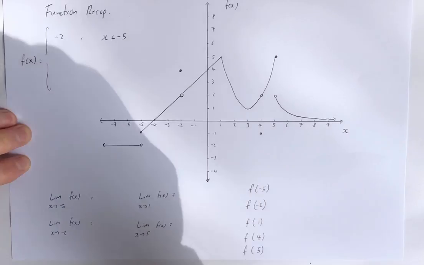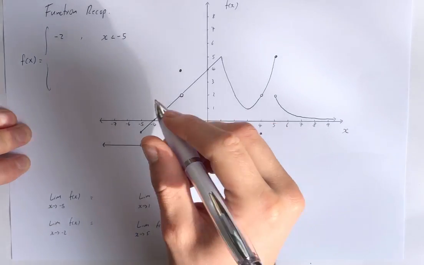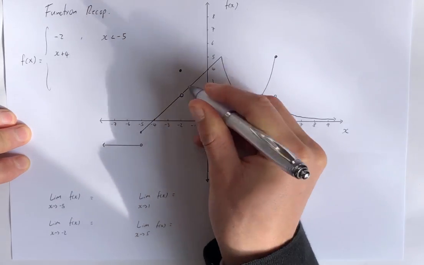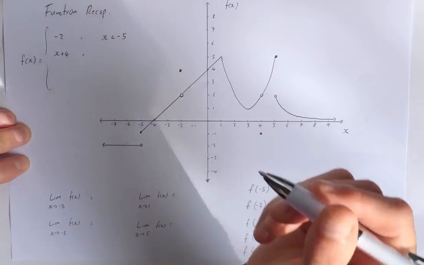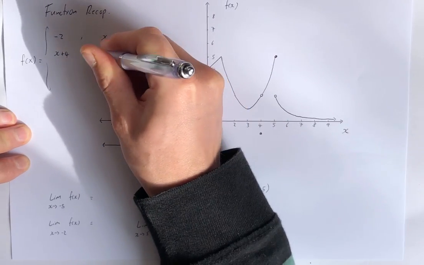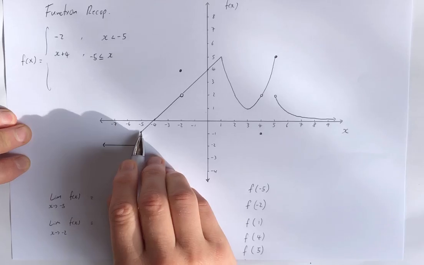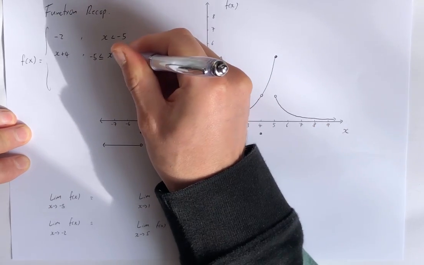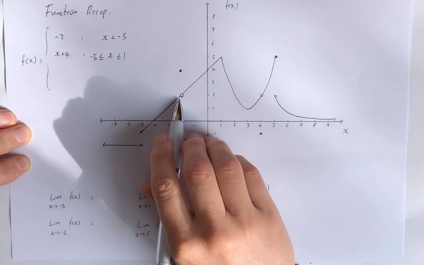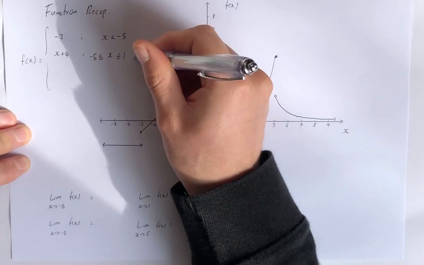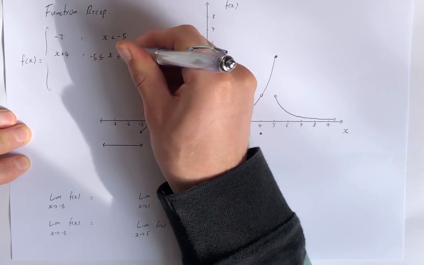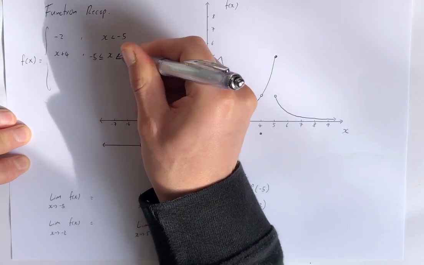This function here, this is x plus 4. It has a gradient of 1 and it's been moved up 4, and that's for all the values of x greater than or equal to -5, all the way through to 1. However, at this point it's undefined, so I probably should have gone from -5 to -2, strictly less than -2.